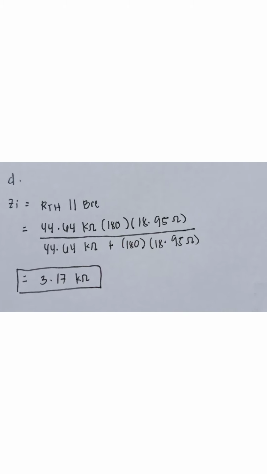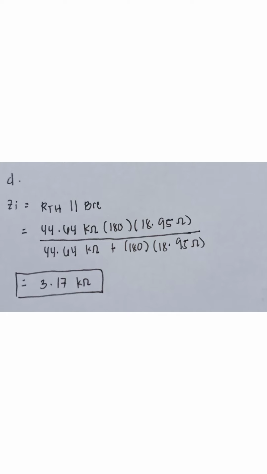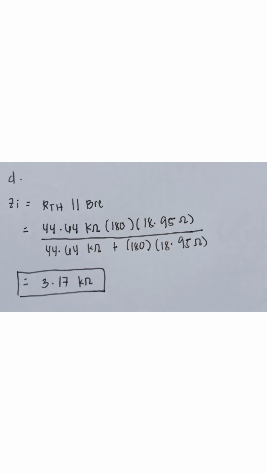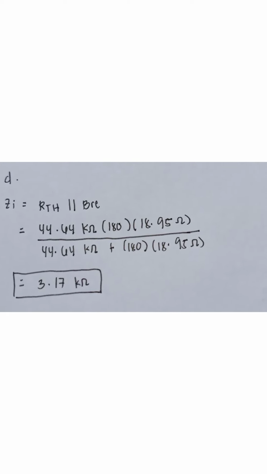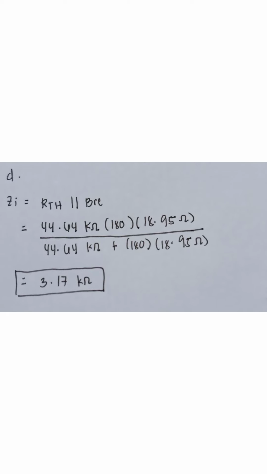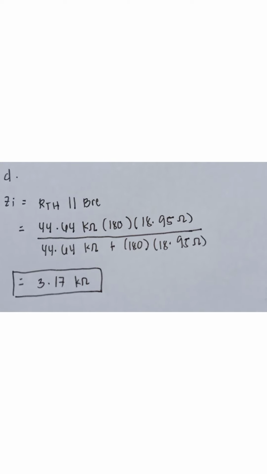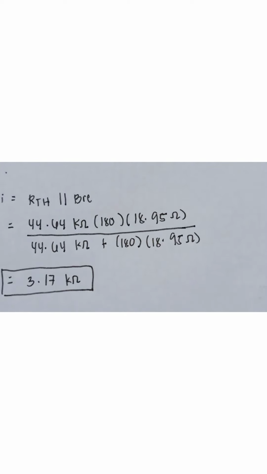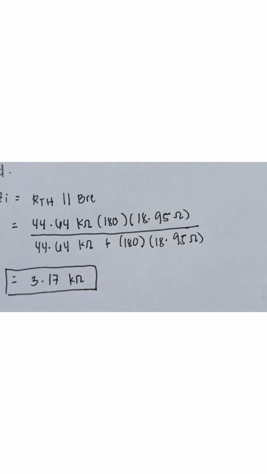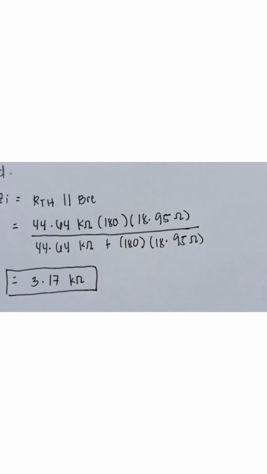For letter D, we will solve for the value of input impedance, which is equal to RTH parallel to beta times RE. So we have 44.64 k ohm times 180 times 18.95 ohms over 44.64 k ohm plus 180 times 18.95 ohms. The value for input impedance is 3.17 k ohm.